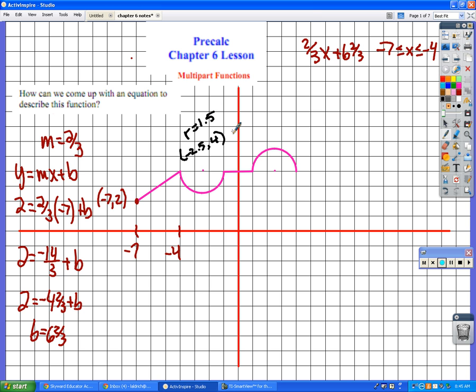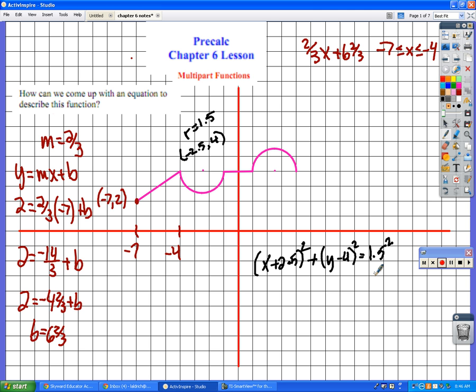So that means the equation for that circle, the whole circle, would be what? x plus 2.5 squared, because it's x minus the x coordinate of the center, plus y minus 4 squared equals 1.5 squared. Okay? So again, x minus the x coordinate of the center plus y minus the y coordinate of the center, those things are squared, equals the radius squared.